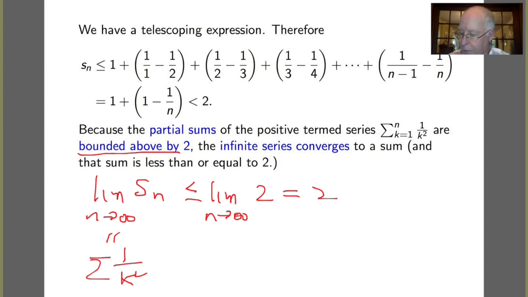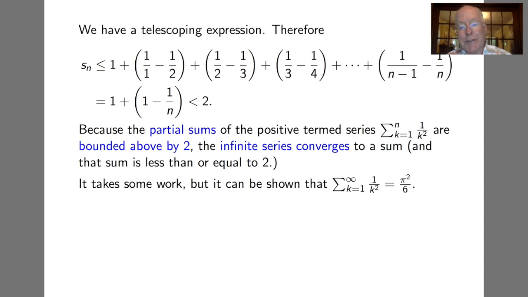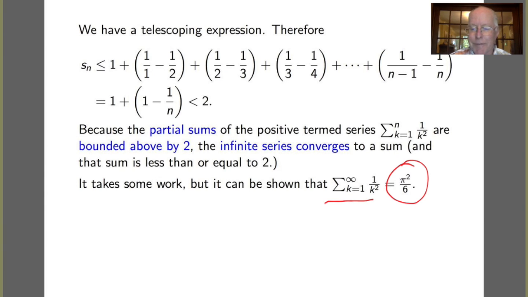And so whatever this series does, it converges to a number less than 2. Now, what is the sum? Well, that's a trickier question. We won't investigate that in a calculus course, but with some work, you can actually show this sum of reciprocals of squares series has a pretty cool sum, pi squared over 6. How does that happen? Isn't that cool?